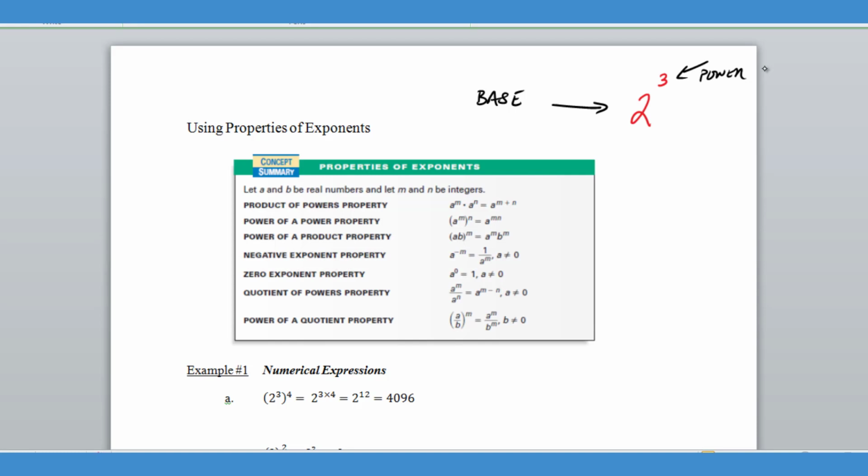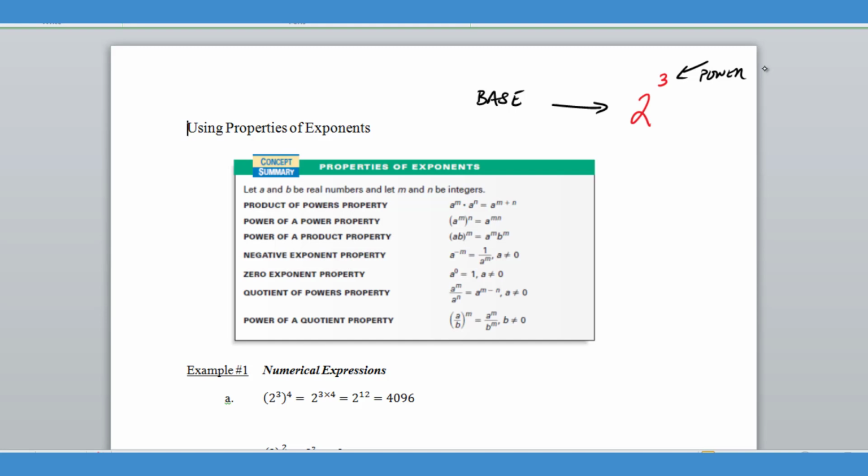Now, a lot of the properties will have something to do with one of the two, either the power or the base, and so you'll need to be able to identify those parts. Now, we have this concept summary, this box for property of exponents. So it would be good to keep with you as you work through example problems so that you can refer to it as necessary. We will use these in quite a few things throughout the rest of the year, so make sure you know these very well.